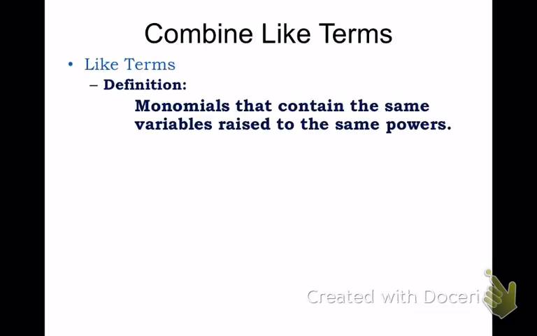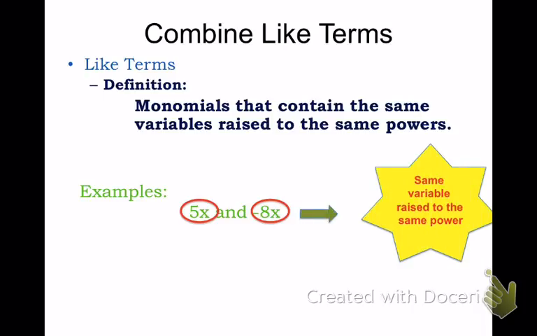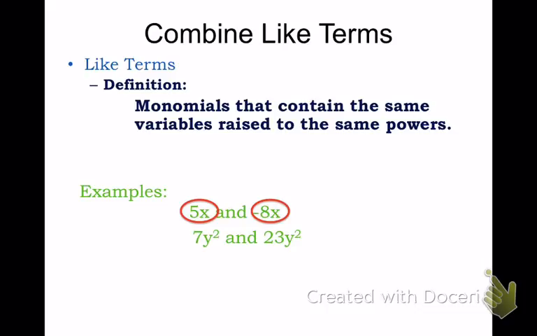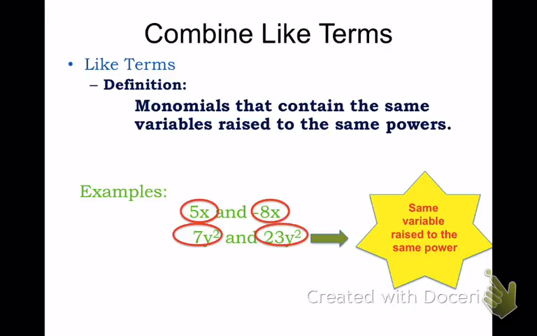Again, if you have the same variable and the same power, you can add and subtract these terms by combining them. So like 5x and negative 8x, you can combine them. They both have an x. They're both terms with variable x, same power. 7y squared plus 23y squared, again, you can combine these as well. They both have a power of 2.